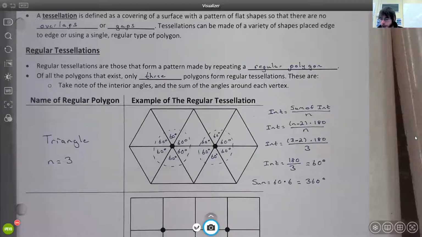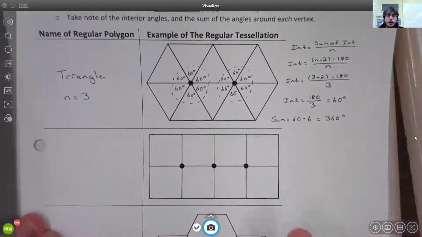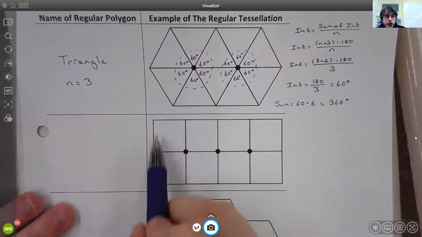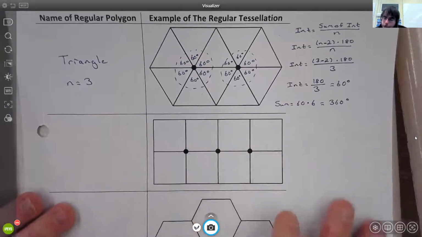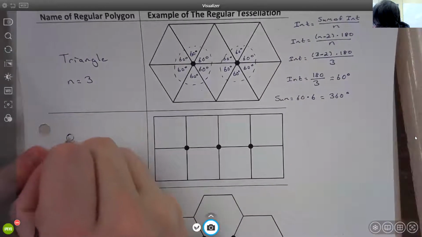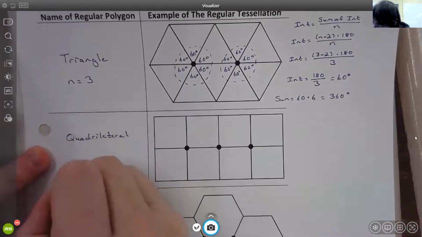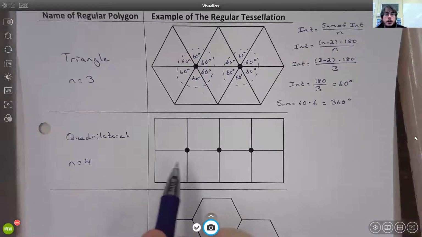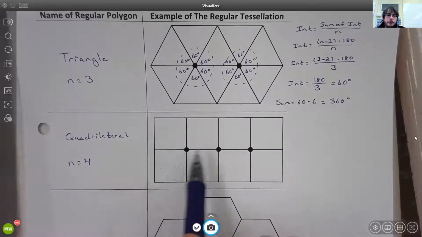All right, next up, as we can tell from our second tessellation here, our second tessellation deals with four-sided figures. Now, you'll know these as squares, right? But the generic name for them is a quadrilateral, where n is equal to 4. So a quadrilateral, which of course is just for a regular quadrilateral, is just a square.